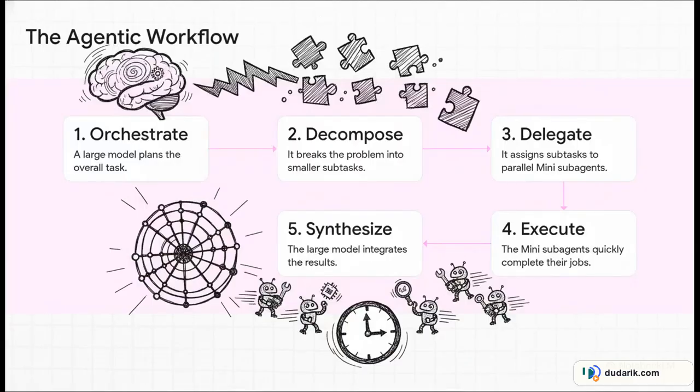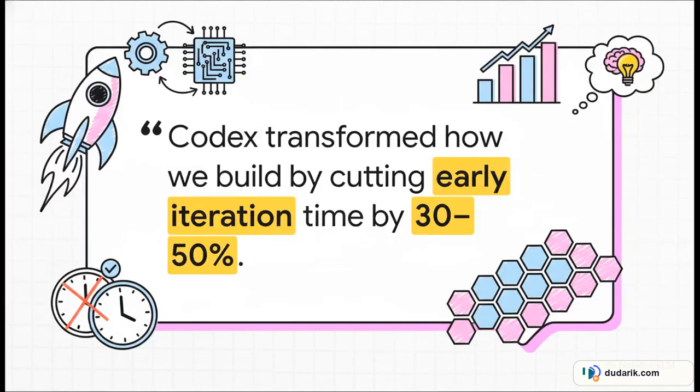And this is how that whole manager and specialist thing works in the real world. First, the big brain, the GPT 5.4 orchestrator, plans the whole thing out and breaks a complex problem down into bite-sized pieces. Then, it delegates those little subtasks to a team of mini subagents. The minis all execute their jobs quickly and, this is the key part, in parallel, which is where you get this huge speed boost. Finally, the main orchestrator takes all those finished pieces and puts them together into one final polished result.